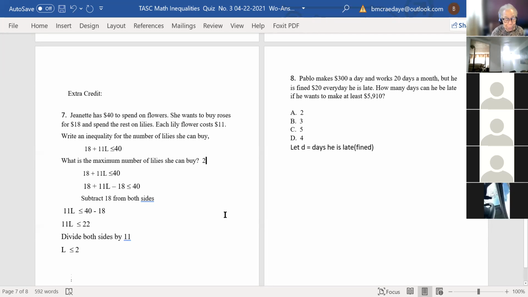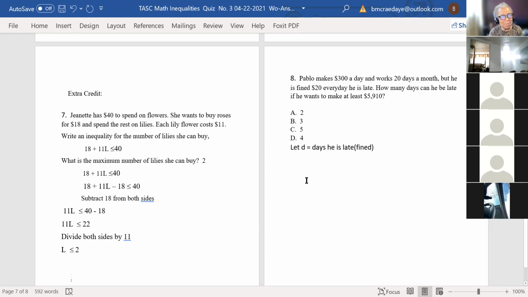You couldn't buy 3 because 3 would be 33. That's right, Alba. That would be 33 and 18, which is greater than 40. Right? Yes, ma'am. Okay. All right.